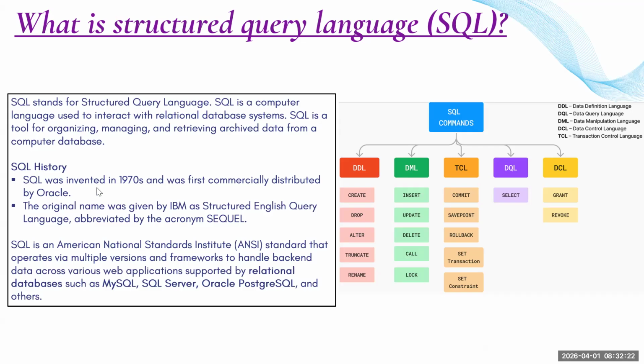SQL was invented in 1970 and was first commercially distributed by Oracle. Oracle people started this language because at that time there was no Microsoft. Microsoft was not holding any database management systems. IBM was ruling the database management systems at that time. The original name given by IBM was Structured English Query Language, and slowly that was converted into SQL.